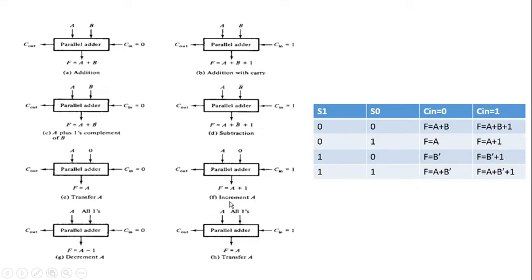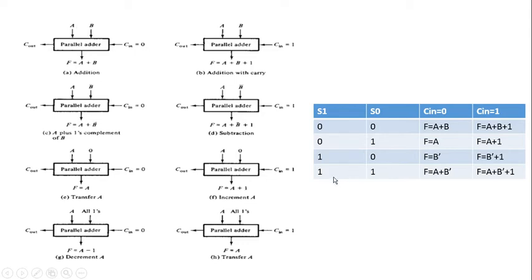So in order to get this function F equal to B complement plus 1 when Cin equal to 1, what changes do we make here? In this diagram, we make the A input, or the X input of this parallel adder, full of zeros and the Y input B complement, right? So this change to the input configuration derives this particular combination of output functions with respect to Cin equal to 0 and Cin equal to 1.